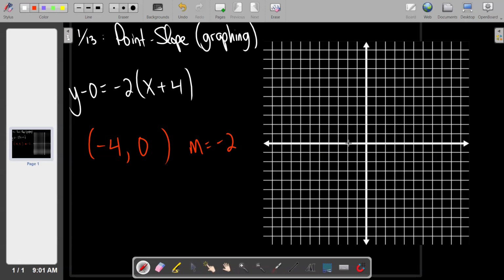Left 4. Good. That's what I wanted to hear. Good. Remember, the x coordinate goes first when you're graphing points. So we go left 4 and then stay put. And how do you describe a slope of -2? Right. Down to right 1, right 1, right 1, right 1.